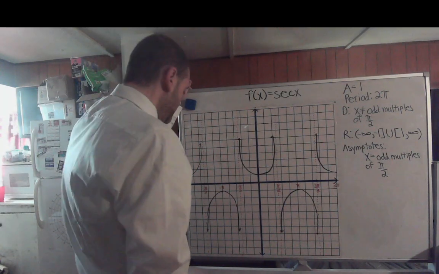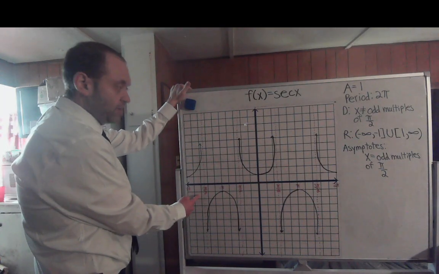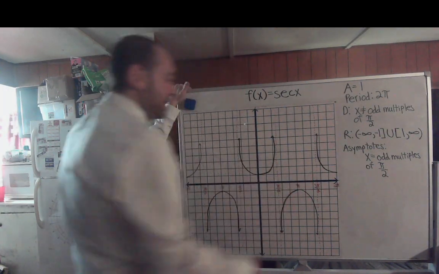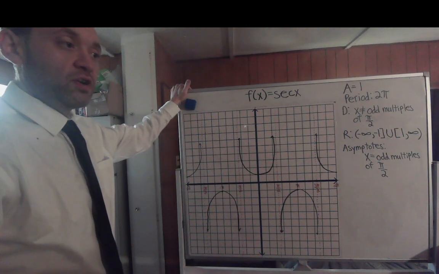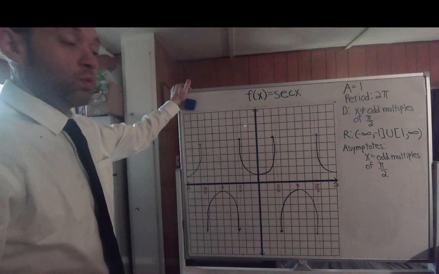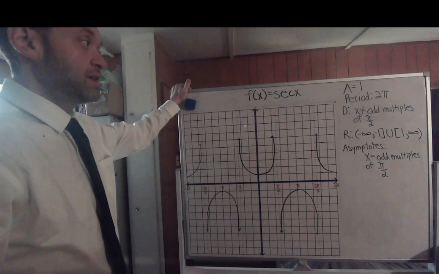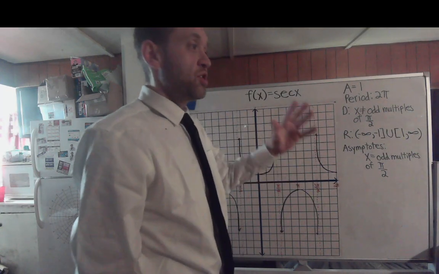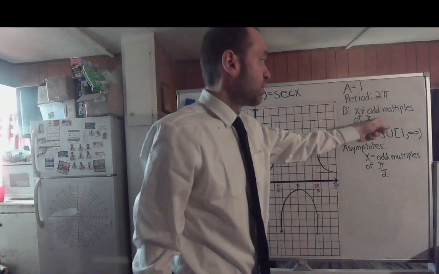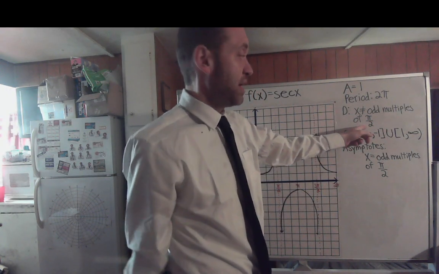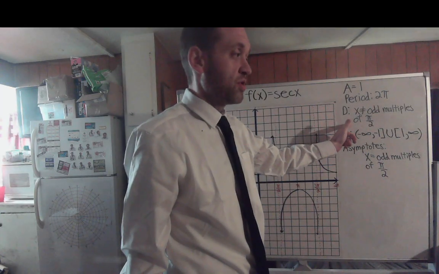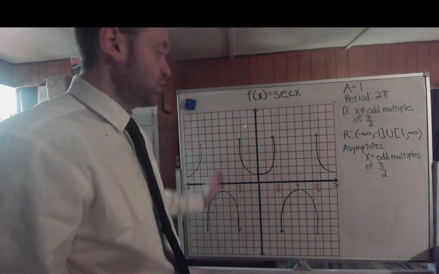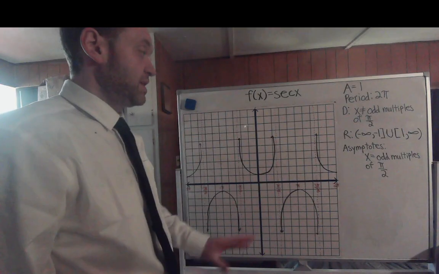So if we put in -3 pi over 2, -pi over 2, +pi over 2, or 3 pi over 2, the cosine of all those is 0. Well, 1 divided by 0 is undefined. So you can't allow those in your domain. So the domain is all real numbers except where x equals odd multiples of pi over 2. X cannot equal odd multiples of pi over 2. That actually creates a vertical asymptote at all those points. And it'll do that infinitely.